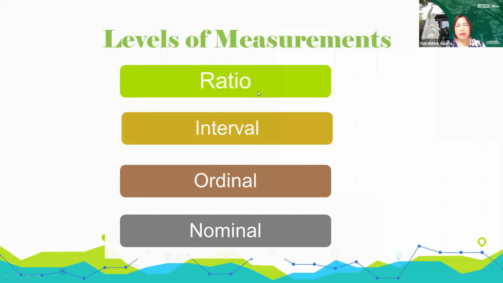If one family has 5 children and the other has 10, then it is correct to say that one family has twice the number of children than the other family because it's in the ratio. My meaning, ang 0, if the number of children is 0, then there's an absence, wala sila bata. Pero sa interval, there is no meaningful 0.